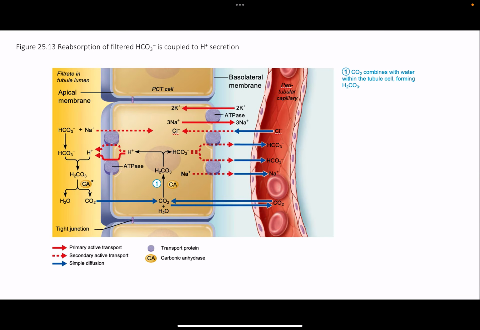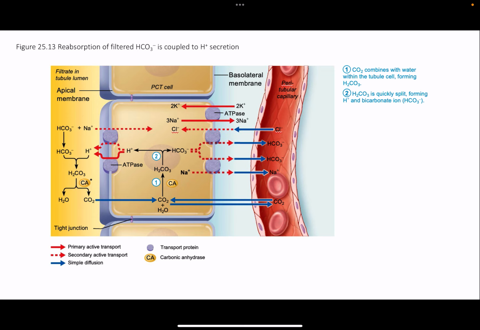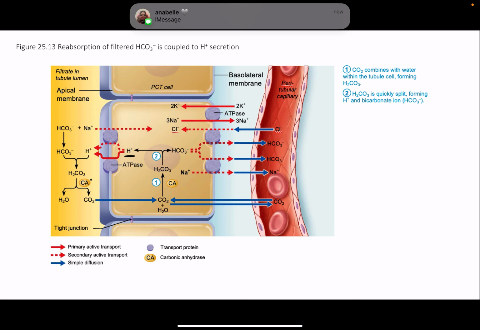So again, this bicarbonate buffer equation is another recurring theme all semester long, so make sure that you feel really comfortable with it. CO2 combines with water within the tubule cell, forming bicarbonate or carbonic acid. That carbonic acid is quickly split because our cells are filled with water. As soon as carbonic acid is formed, it immediately splits into its hydrogen ion and bicarbonate ion.